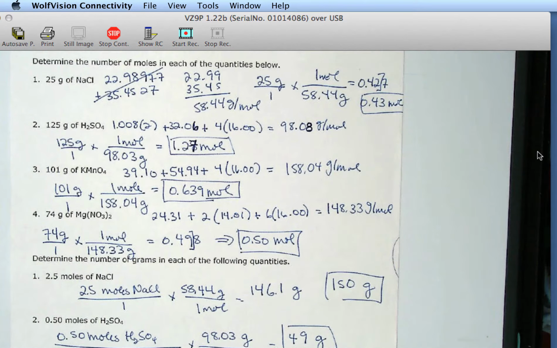So this is page 25 in your note packet. If you have any questions, don't hesitate to ask.